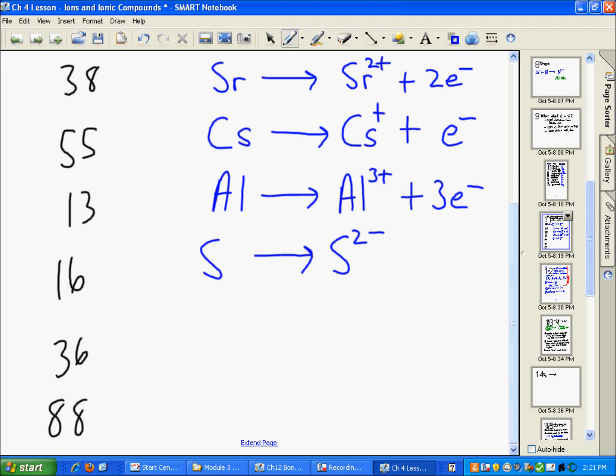On the left side, because we need to balance out the 2 negative charges that are on the right side. Good. Element 36. Kr.